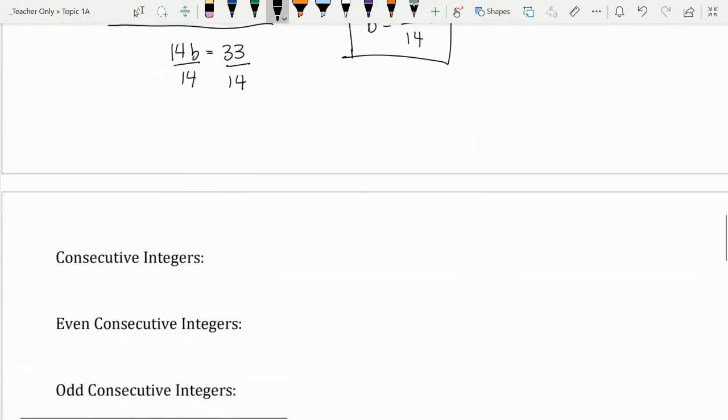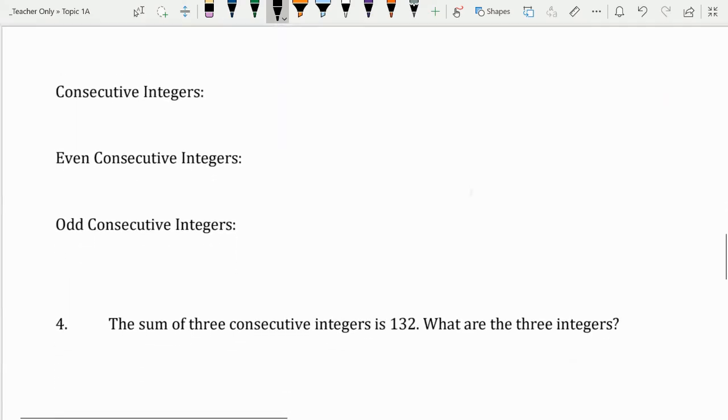Okay, so there were some more challenging solving equations. Now we're going to get into some word problems. And we're going to talk about consecutive integers. You're going to see that word a lot, consecutive, and specifically integers. So consecutive means in a row. If you're talking about consecutive houses, it's like your house, the house next door, and the house on the other side. So they're in a row, they're not like across the street.